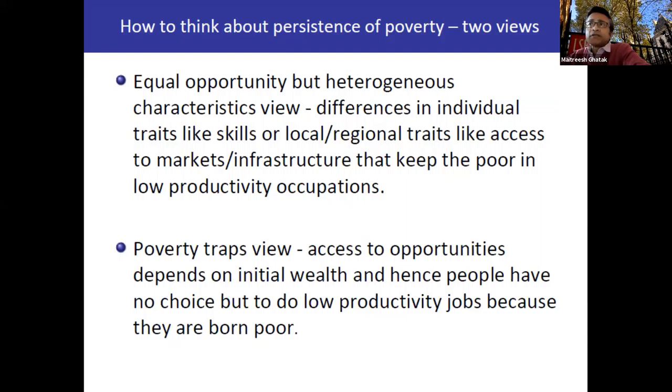The alternative is a self-reinforcing vicious cycle view of poverty, where even if the underlying heterogeneity considerations are similar, individuals who start very differently could end very differently because of some basic threshold effects, so that unless you have a certain minimum level of assets, you will not be able to develop the critical mass or the critical velocity to escape poverty.